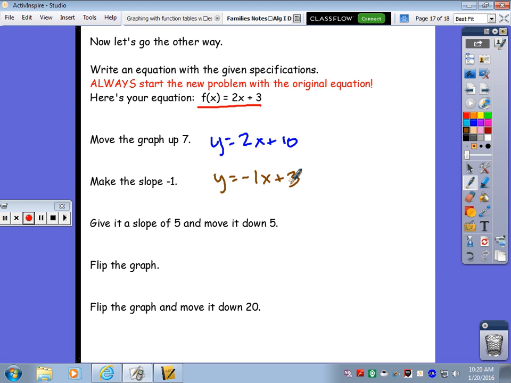Remember, we always go back to the parent graph. Now we want to give our line a slope of 5. So instead of 2, it's a 5. And we want to move it down 5. So 3 minus 5 is negative 2. To flip the graph, keeping the same y-intercept, y is equal to negative 2x plus 3. And last but not least, to flip the graph and move it down 20 units, y is equal to negative 2x, 3 minus 20, negative 17.